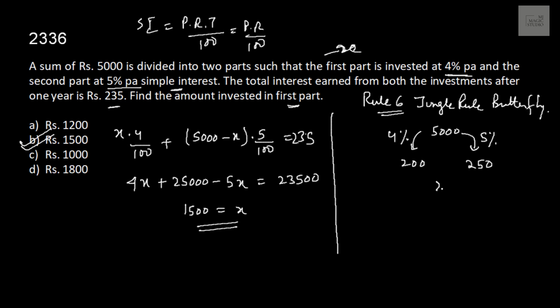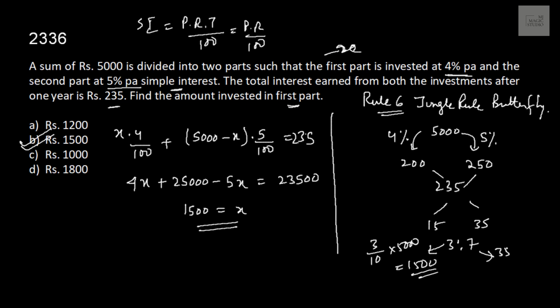But interest collected is 235, and we can run a drill here. This is 15 and this is 35. That comes to 3:7. Divide 5,000 in the ratio of 3:7. So the first part would be 3 by 10 into 5,000, that would give 1,500. Automatically the second part would be 3,500. You can use butterfly cross diagrams from the jungle rule book or use the equation method. We need the answer swiftly, isn't it? Let's move on.